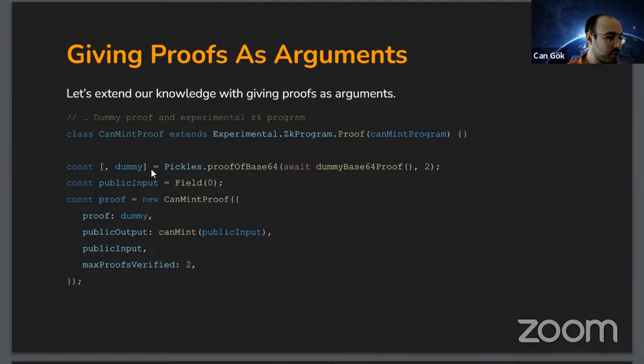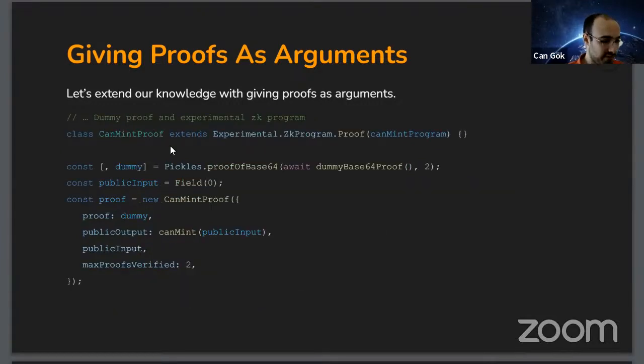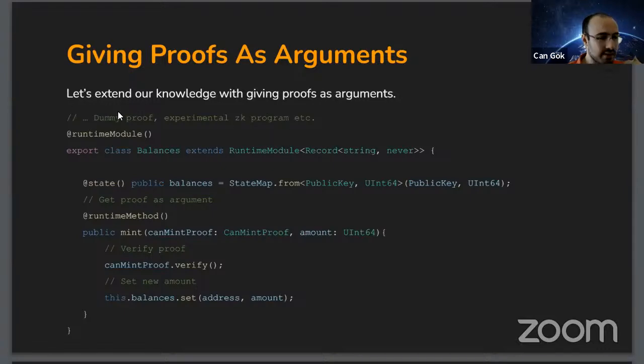As you can see, we are defining Pickles proof of base 64 in here. Then we are defining the public input in here, which is a field that is from 0. Then we are defining the proof with new can-mint proof. As you can see, we're giving dummy as the proof. We're giving public output, public input, and max proofs verified as parameters. Later than that, we can give the proofs as arguments as can be seen. We have defined it, so imagine that it is defined in the code. Then we can give it as a proof argument.